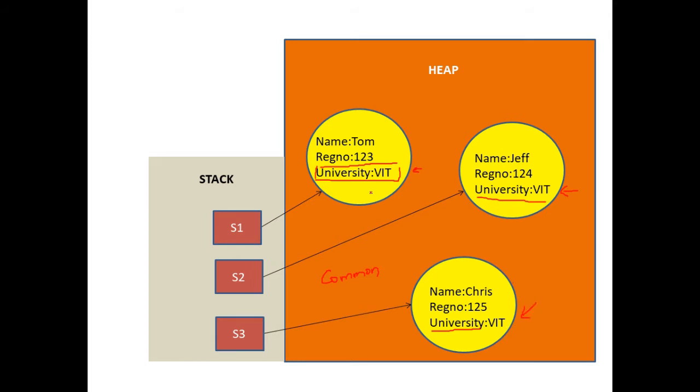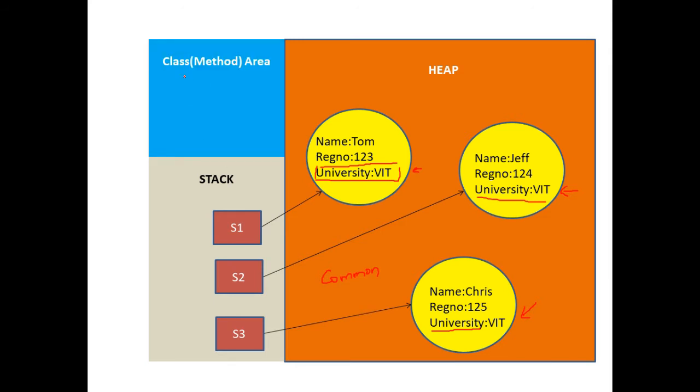So instead of wasting memory like that, when some field is common to all the objects, what we can do is put it in a separate area. We call that a class or method area. It's also part of the RAM and part of the heap, but it's a separate area wherein you're going to put this university. We're going to allocate university is equal to VIT, and it's going to be common for all the objects. VIT university will not be part of the objects, but it will be part of a common area from which it is available to all the objects.